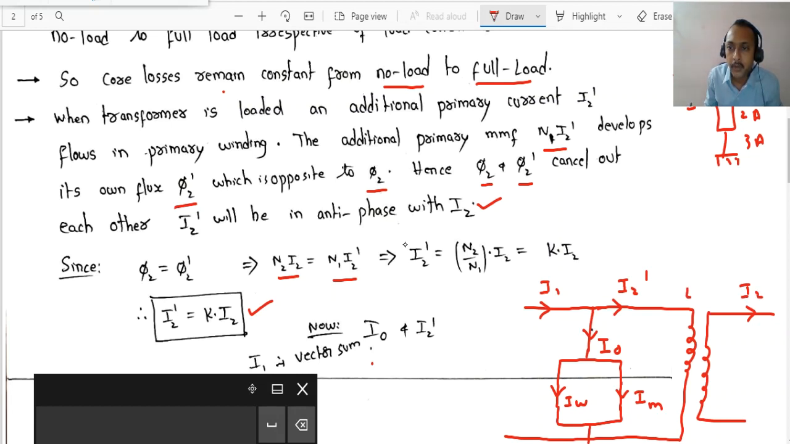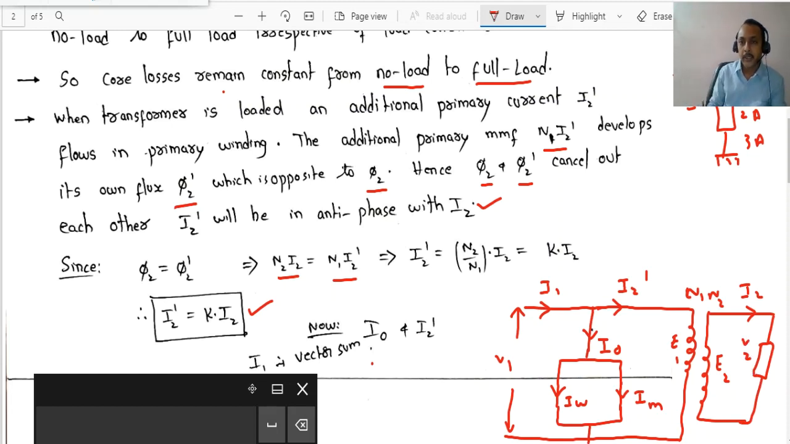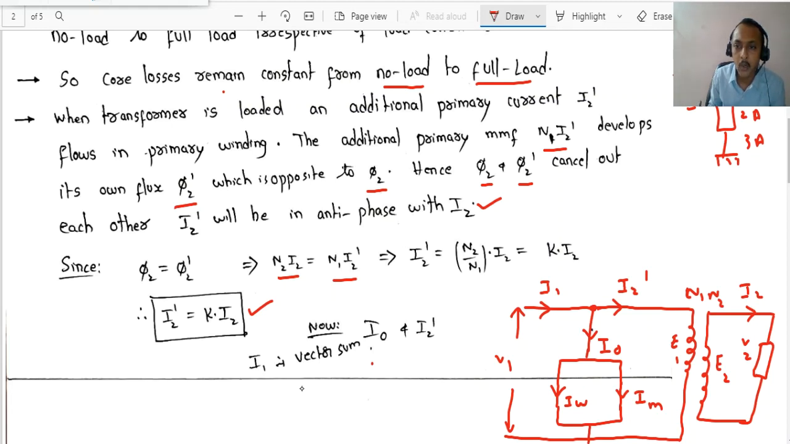Primary side N1 turns, secondary N2, induced EMFs E1, E2, the applied voltage is V1, and the voltage available across the load is V2. So dear students, please observe this I1. What I want to say is this I1 is resolved into two components: one is I2 dash and the other one is I0. Now this I0 is again resolved into two components, IW and IM, right?